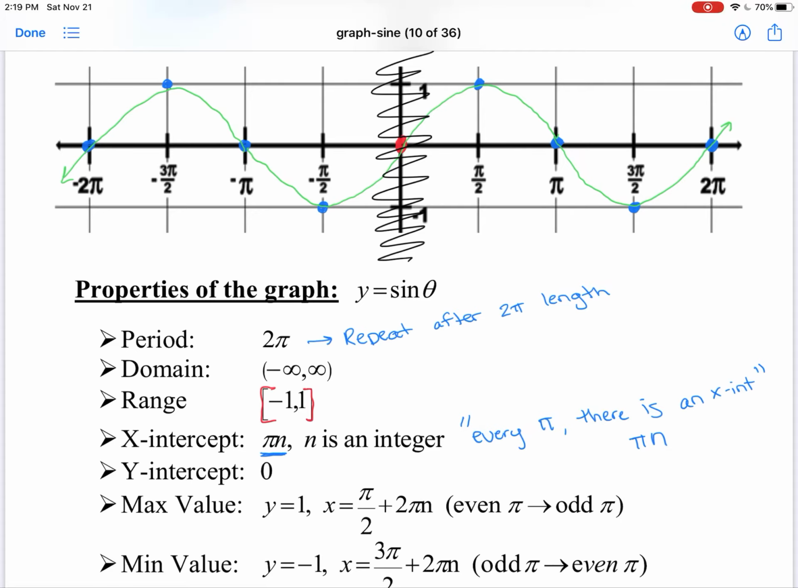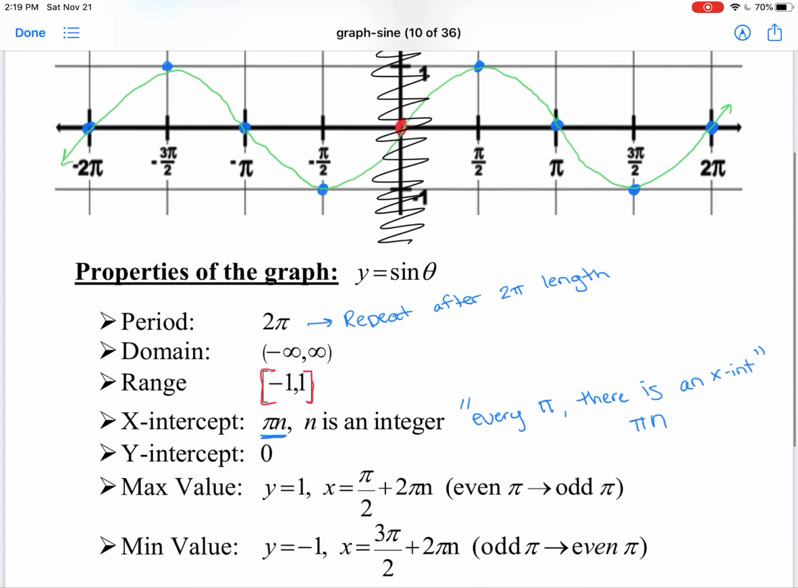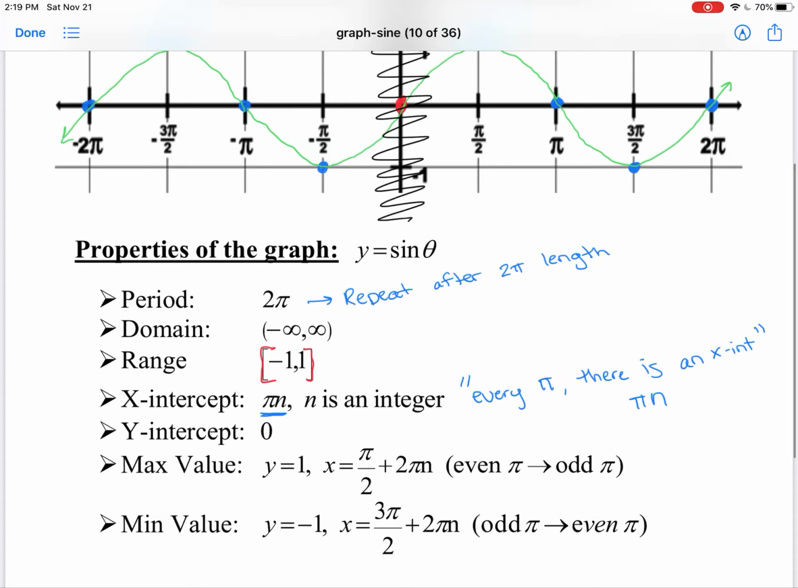And then our max and min values. So as you look through this graph, you will see that there's a lot of maximums and there's a lot of minimums. And in fact, it is a pattern. So if you look at all your maximums, at all the highest points of this graph, we have the highest point at negative 3 pi over 2, as well as the highest point at pi over 2. And there's going to be patterns to this.